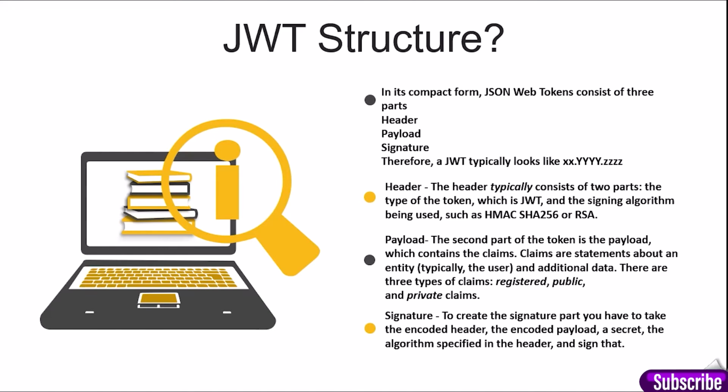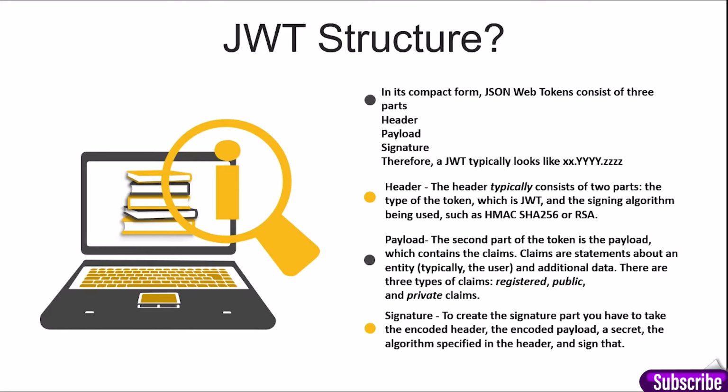Now, what is the JWT structure? Typically, a JWT contains header, payload, and signature. Therefore, a JWT typically will look like xxxx.yyyy.zzzz, where xxxx is the header, yyyy is the payload, the actual body, and zzzz is the signature. The header typically consists of two parts: the type of token, which is JWT, and the signing algorithm being used, such as HMAC SHA-256 or RSA.